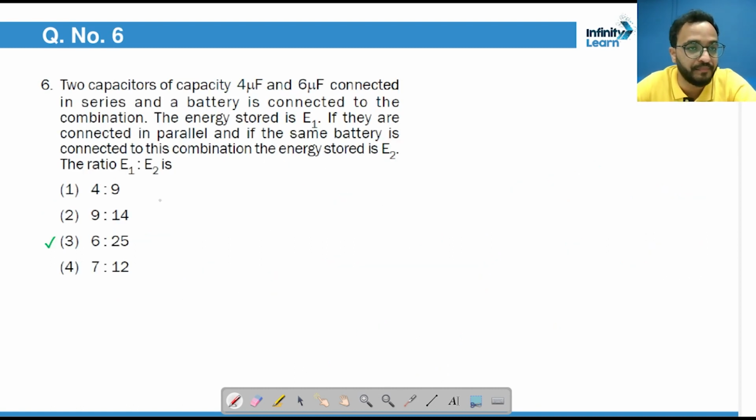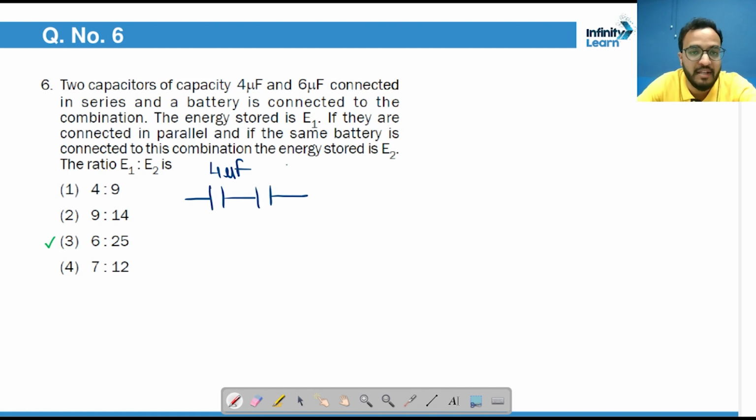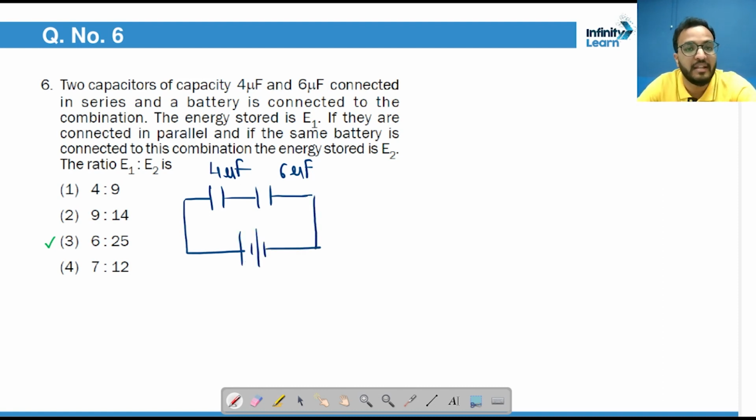Now the sixth question. The sixth question says that two capacitors of capacity 4 and 6 microfarad are connected in series and a battery is connected to the combination, right? They are connected in series, 4 microfarad and 6 microfarad, and this combination is connected to a battery. The energy stored is E1. If they are connected in parallel and if the same battery is connected to this combination, then the energy stored is E2.